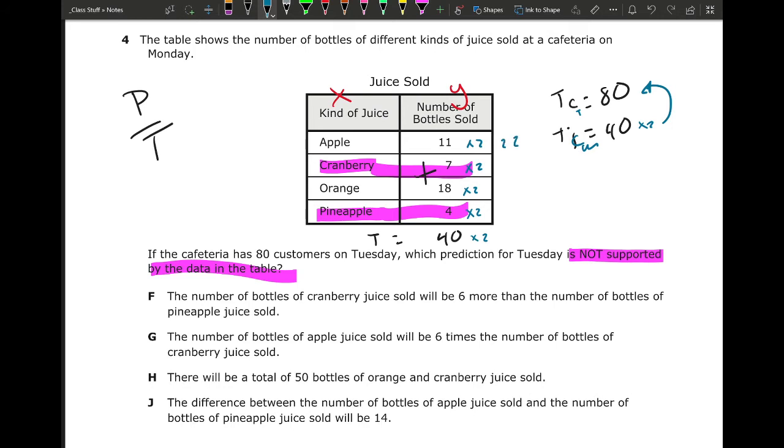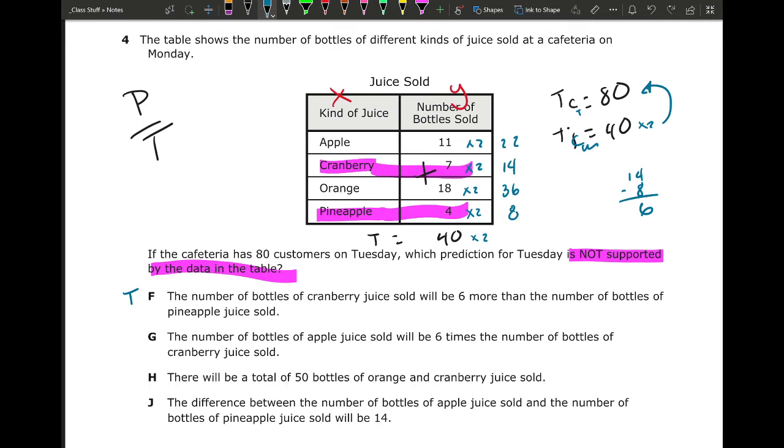So this is going to be 22, 14, 36, and 8. It says the number of bottles of cranberry juice sold will be 6 more than the bottles of pineapple. Yes, 14 minus 8 gives you 6. So this is a true statement. I don't want the true statement, because you're looking for the false one.